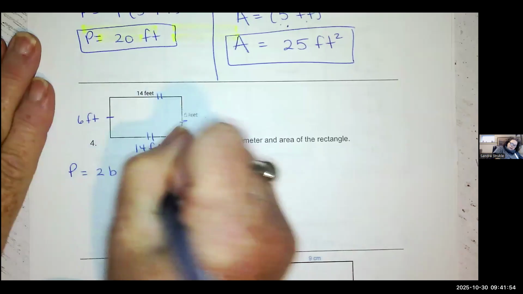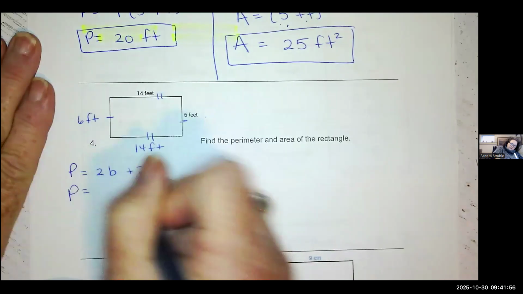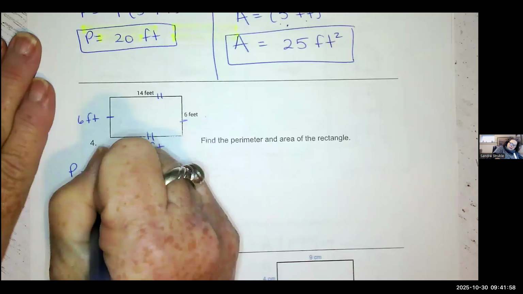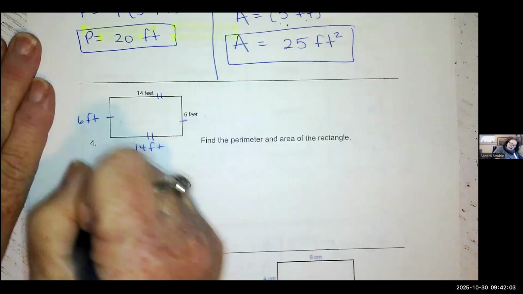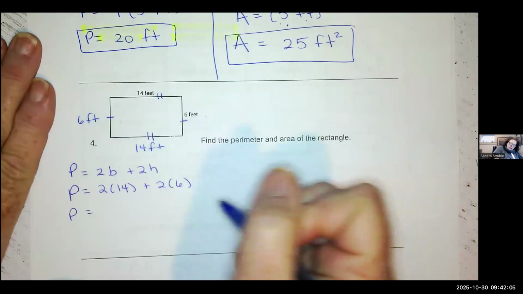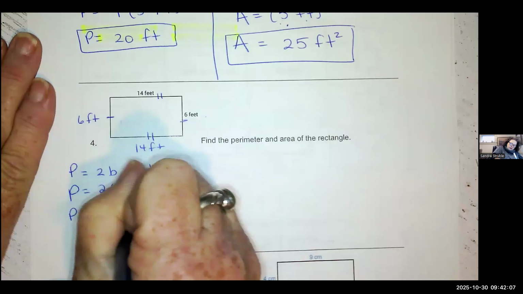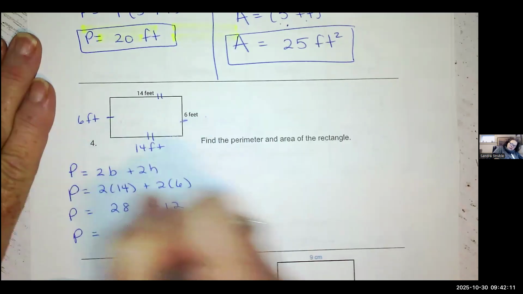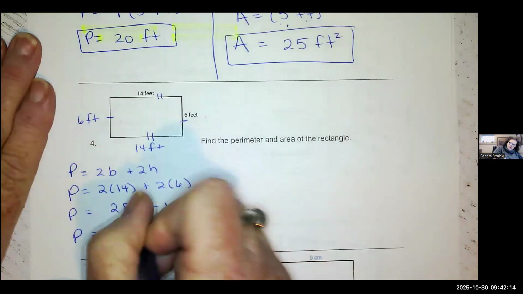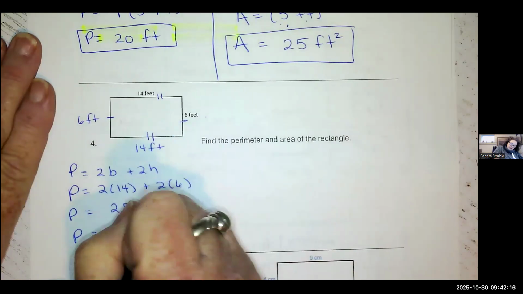2 times 14 plus 2 times 6. 2 times 14 is 28. 2 times 6 is 12. And then you just add them. 28 plus 12 is 40. The perimeter is 40. Don't forget your units, same as the original.